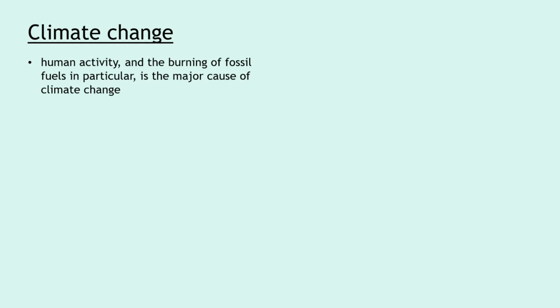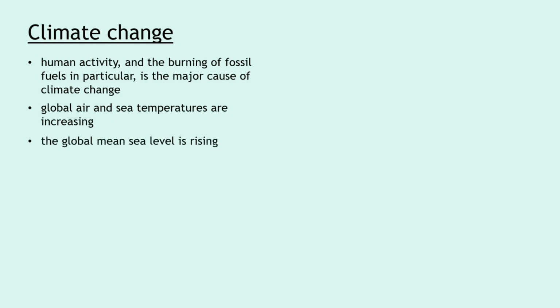Climate change is reflected in the increasing global air and sea temperatures, the mean sea level, and then the fact that the weather patterns are now becoming more extreme. You might get very warm winters, cold summers, more rainfall or less rainfall. You might get hurricanes and storms more often, things like that. The weather is becoming more extreme. How does this impact biodiversity?